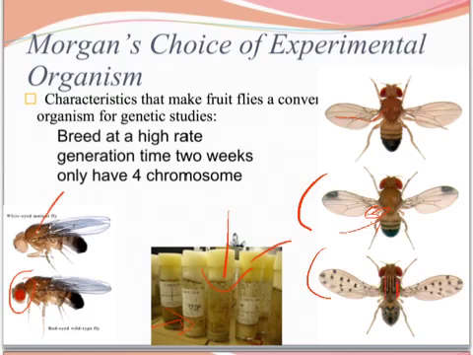Eye colors, stripes on the back, bristles of the hair, lines on the abdomen, all easily identified traits. Wings also, vestigial versus normal wings. And therefore, it's easy to see the traits under the microscope.